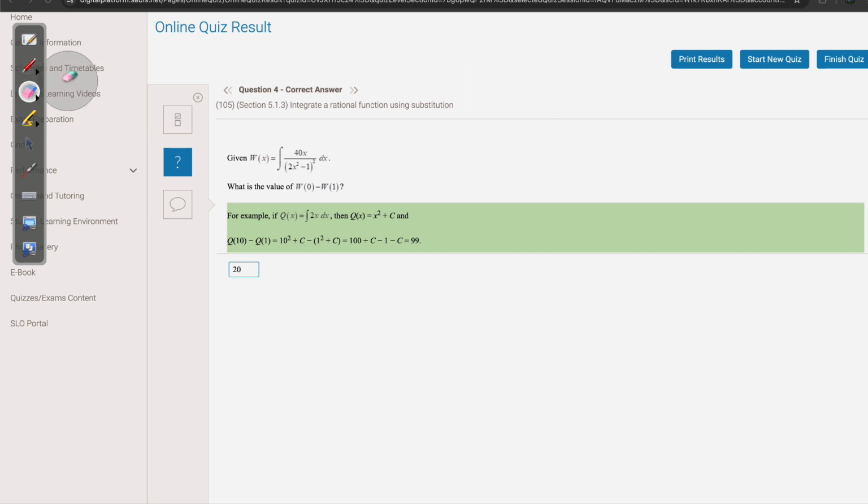So now let's split the 40x and the 2x squared minus 1 to make things easier. So 40x times, since 2x squared minus 1 is all squared in the denominator, we bring it up by making the squared negative. So 40x into 2x squared minus 1, all of that to the negative 2, my bad.